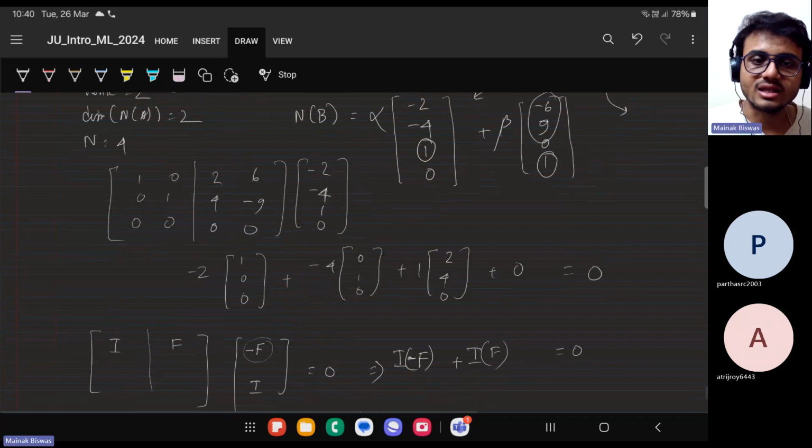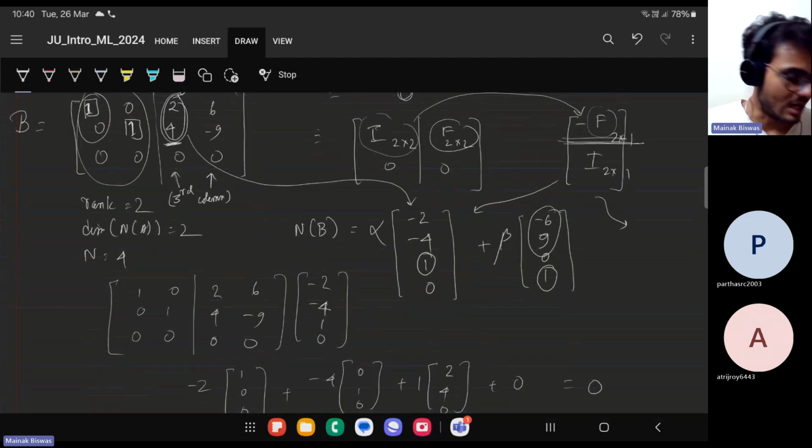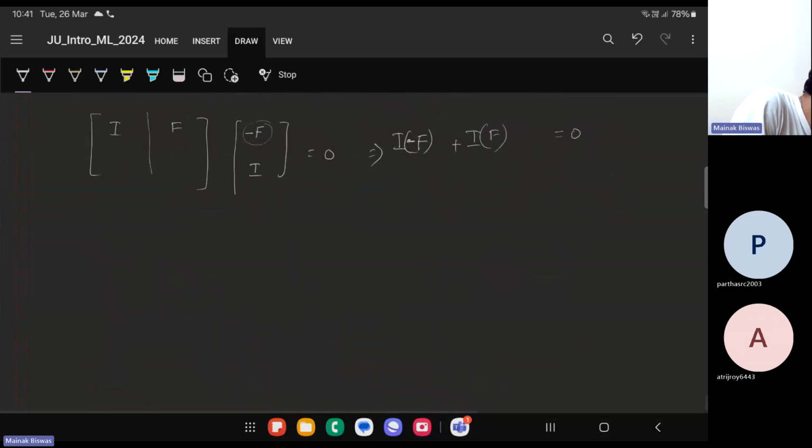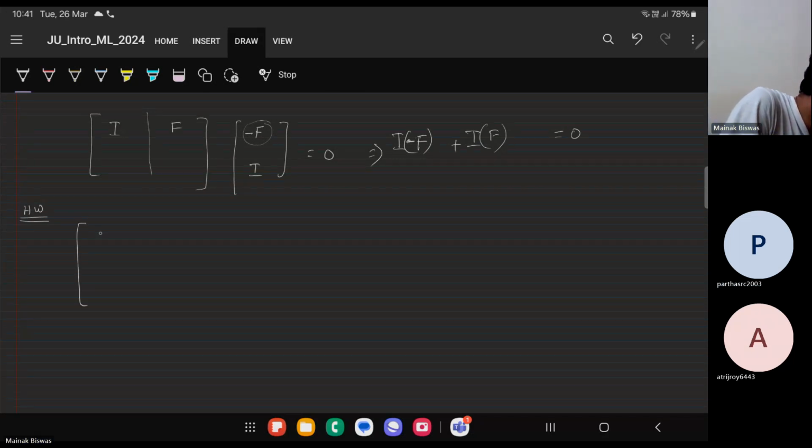There's a simpler way, but this is efficient to understand things. We'll see the simpler way next class. Is this clear? I'll give you a homework. Please share it in the student discussion.